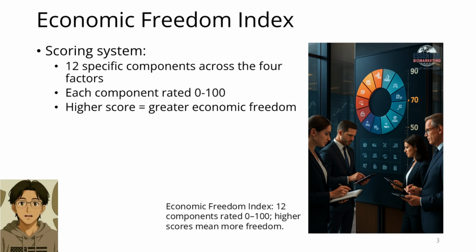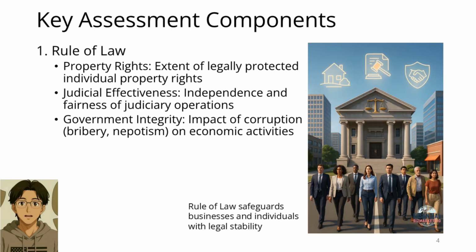Each factor contains specific components, and each component is rated from 0 to 100. A higher score indicates greater economic freedom for businesses and individuals. Let's explore the first component of the Economic Freedom Index, rule of law. This includes property rights, judicial effectiveness, and government integrity. Together, they safeguard businesses and individuals by ensuring a stable legal environment.